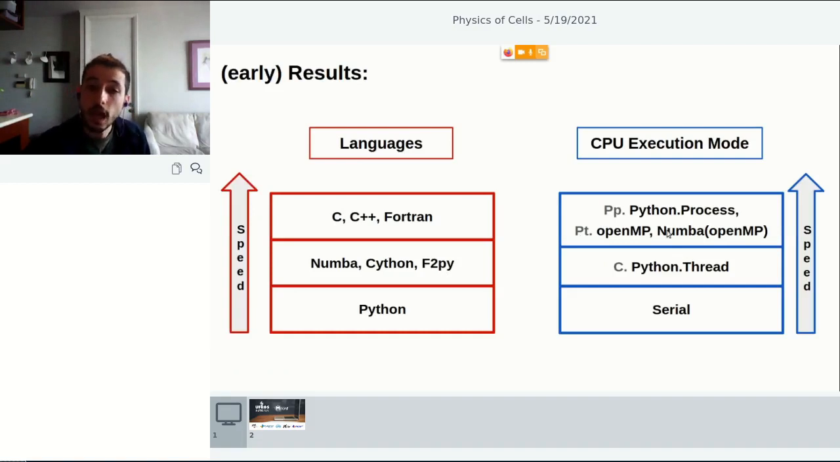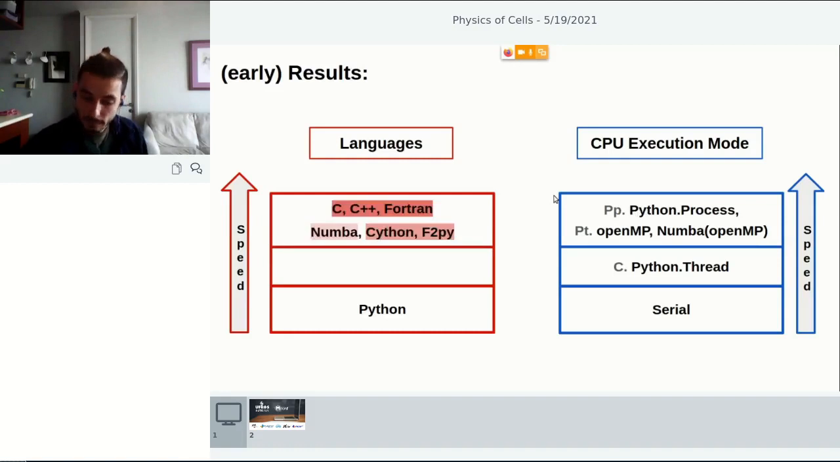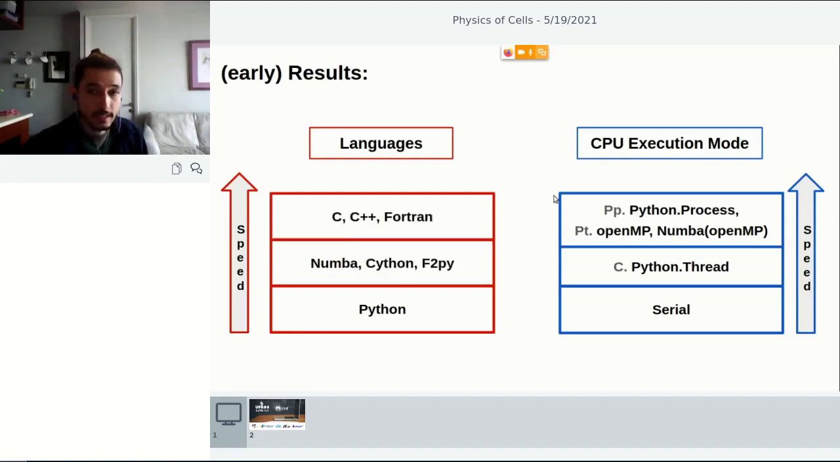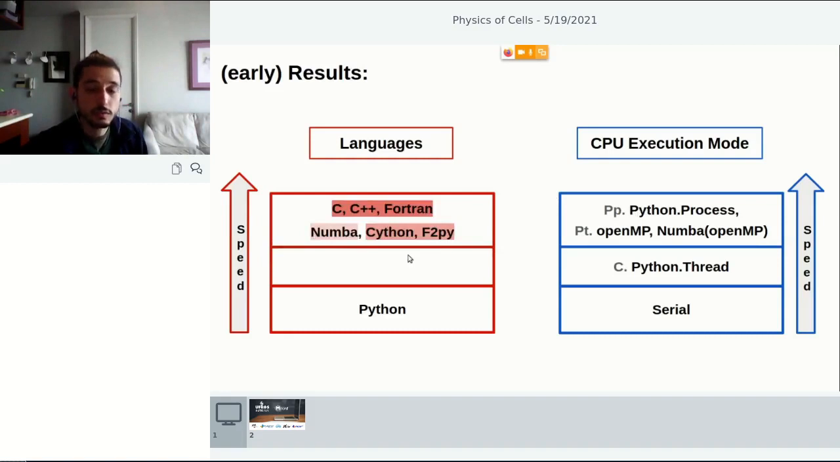Then you have also Numba parallel threading techniques that are basically using directives like OpenMP. And then you have the parallel processing options like Python process. And then another thing that you need to fix in this board is that basically Numba, Cython, F2py, C, C++, and Fortran are all equivalently fast, and they are 10 to 1,000 times faster than Python.